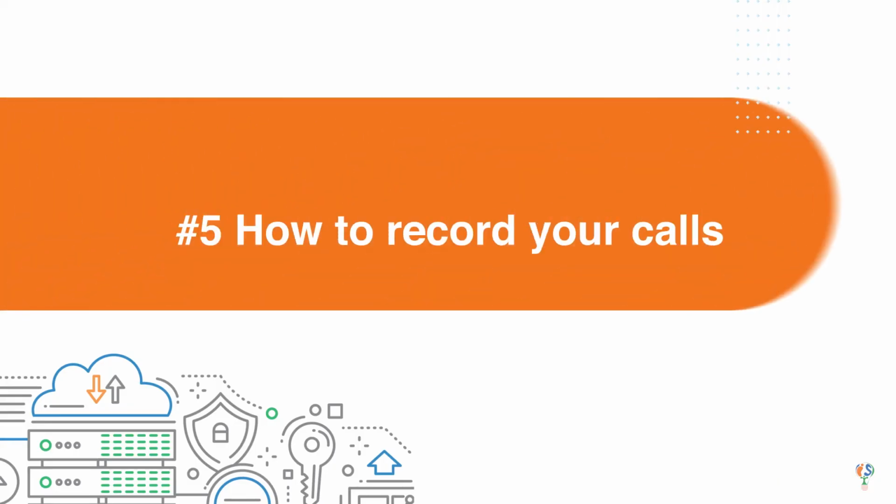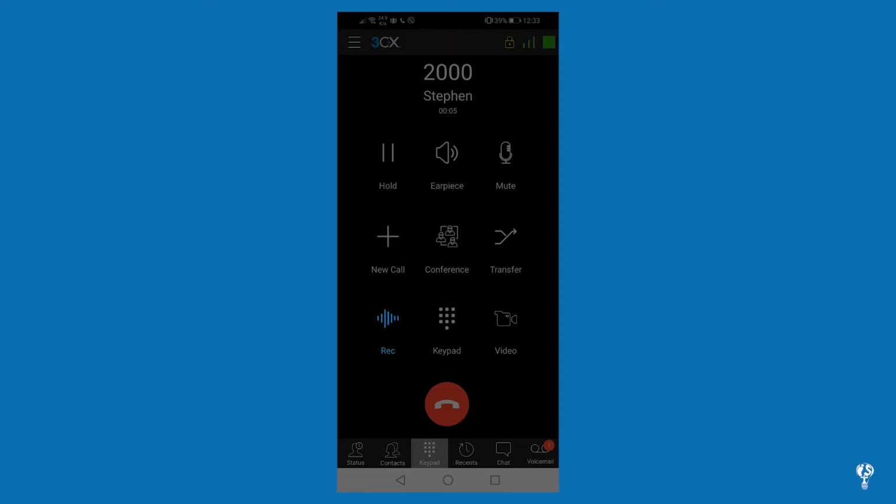The fifth feature of 3CX on your iOS and Android is to record your calls. To record your call, press the record button. Press again if you want to end the recording.